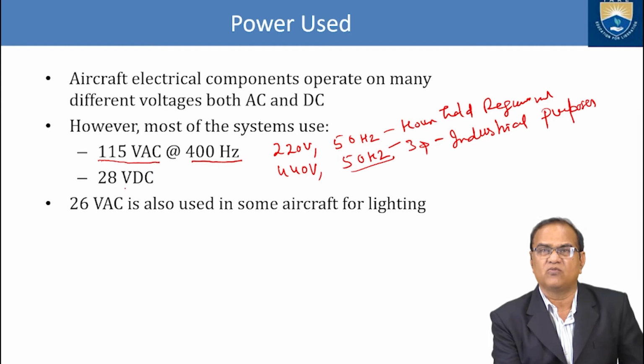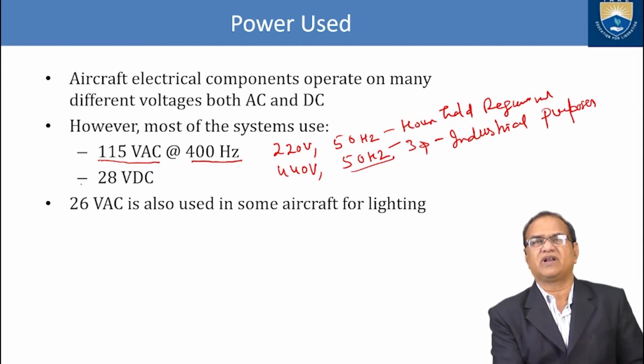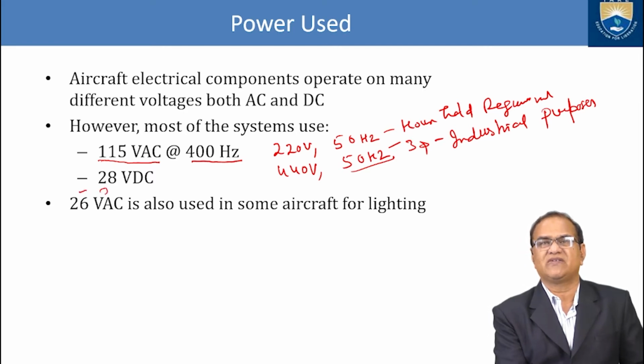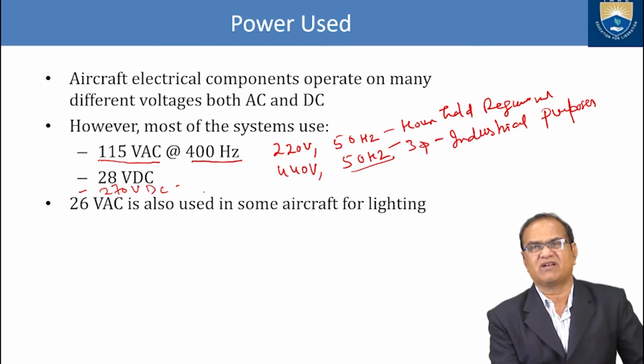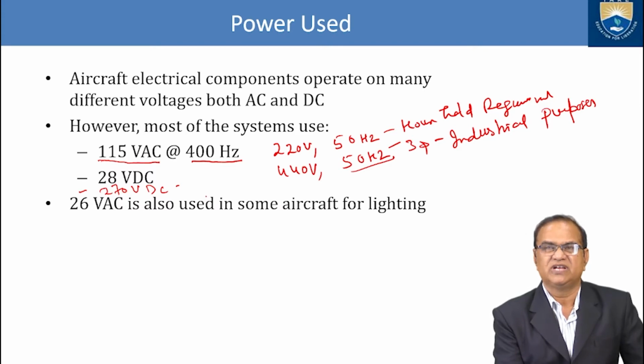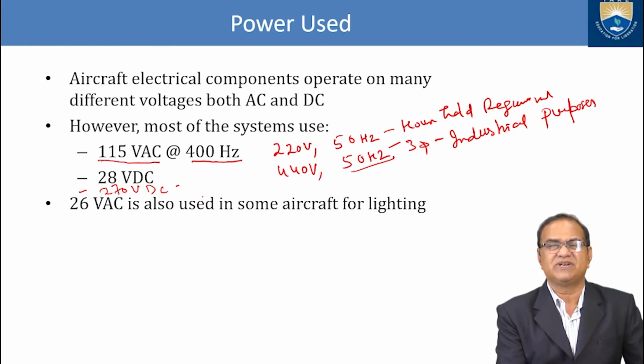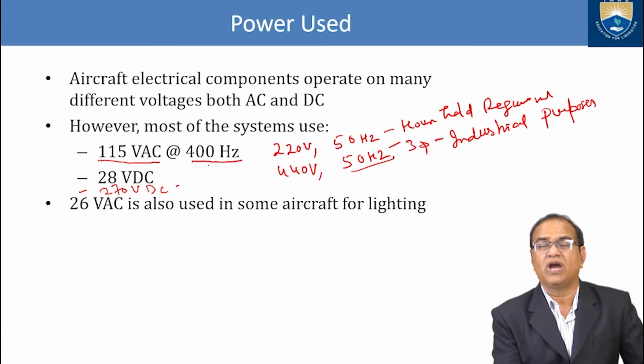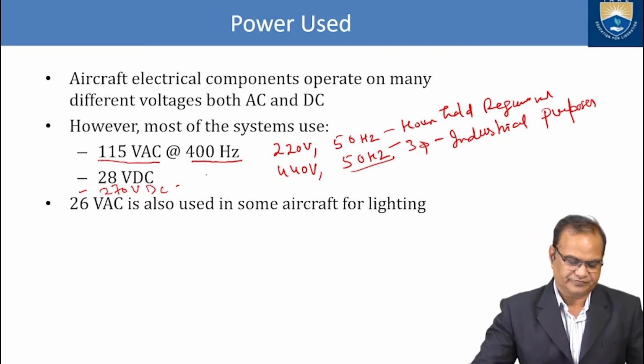Next is the 28 volt DC. So we use this. However, in some modern aircraft nowadays we use 270 volt DC. This is for very few aircraft, especially American fighter aircraft like the Raptor and F-35. These two aircraft are using 270 volt. I will be discussing this in detail. I will take a separate class for 270 volt, why we use 270 volt. I am going to explain this in my next class.